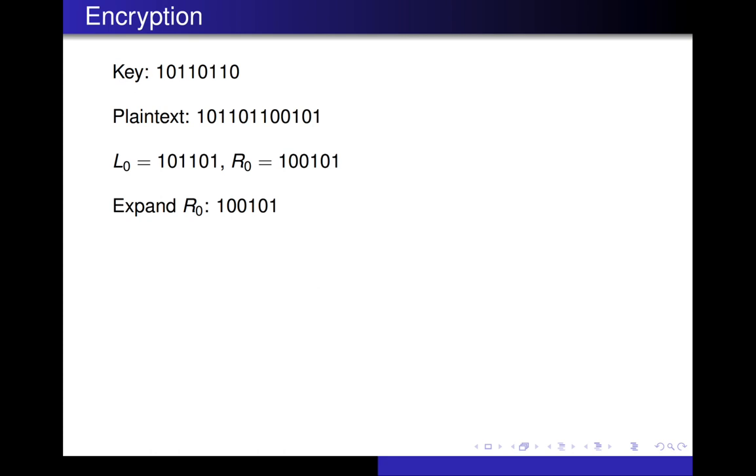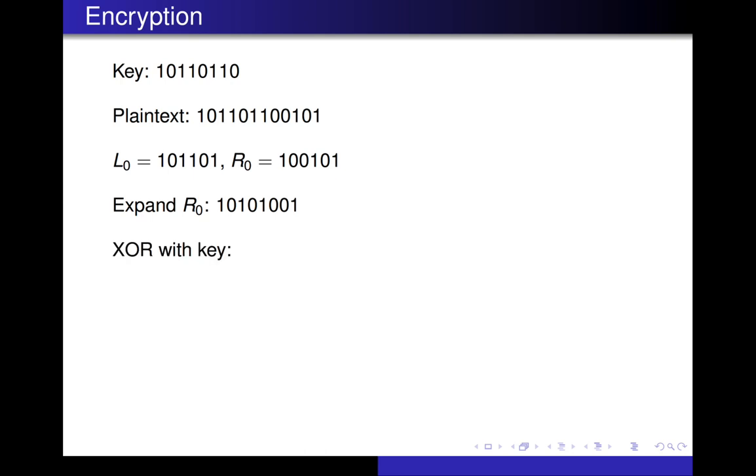First thing we're going to do is expand R0. And remember, expanding R0 means that we flip the 3rd and 4th digits, right? So the 3rd and 4th digits were 0, 1. Then we flip it to 1, 0. Then that 1, 0 gets repeated to another 1, 0, right? So the 1, 0 on the left and the 0, 1 on the right stay the same. So that gives us an 8-bit string for R0.